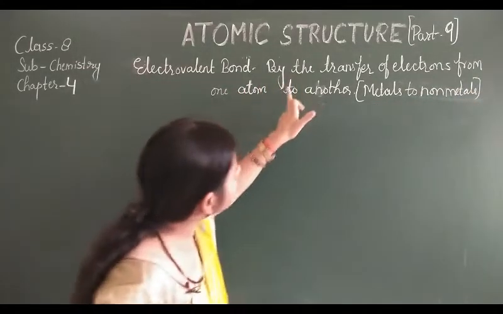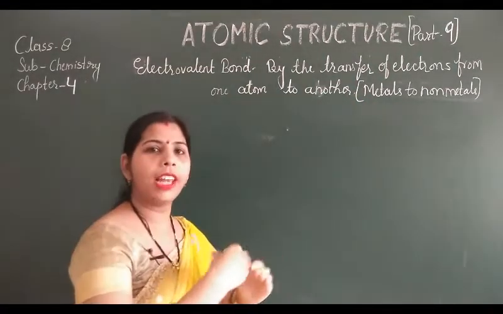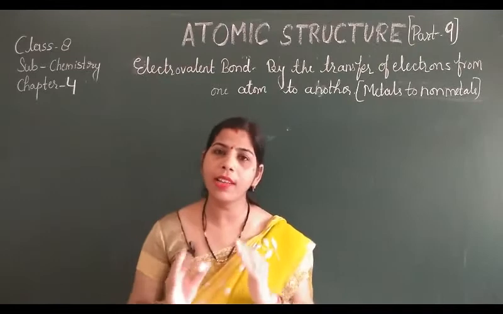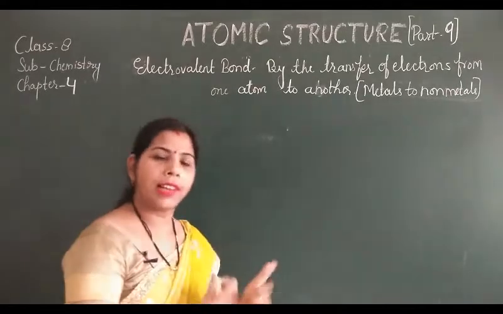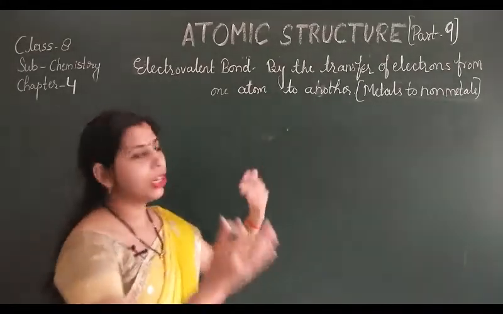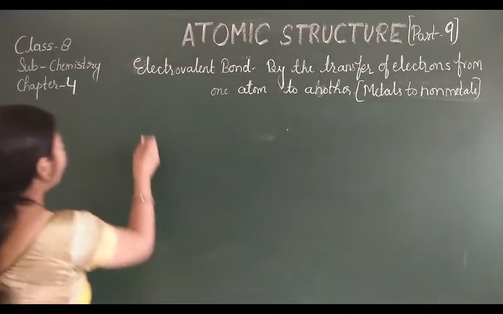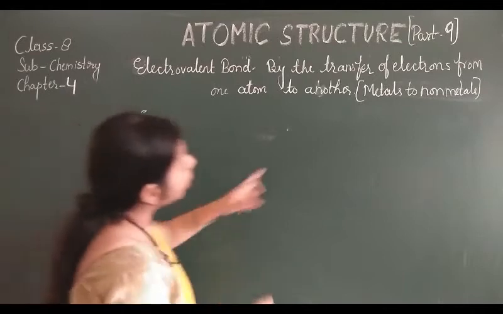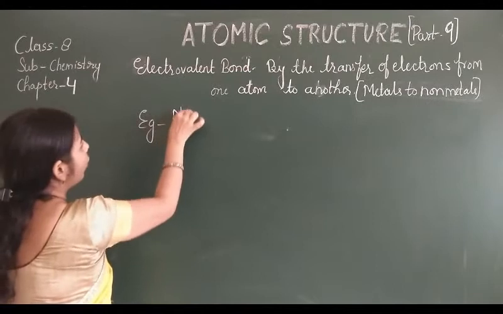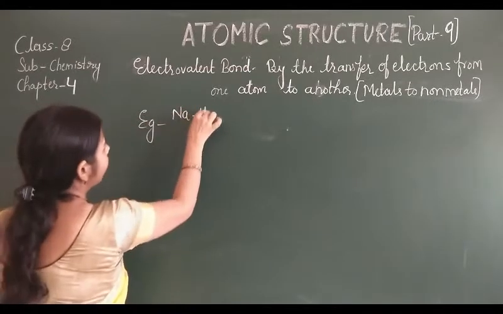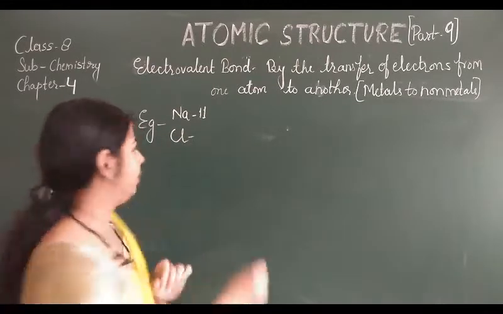That means the transfer of electrons takes place. If an atom transfers an electron, it develops a charge and becomes an ion. When it loses an electron, it takes a positive charge, and when it accepts an electron, it forms a negative charge. So let's take the example. As I told you, it occurs between metals and non-metals. Take sodium, whose atomic number is 11, and chlorine, whose atomic number is 17.